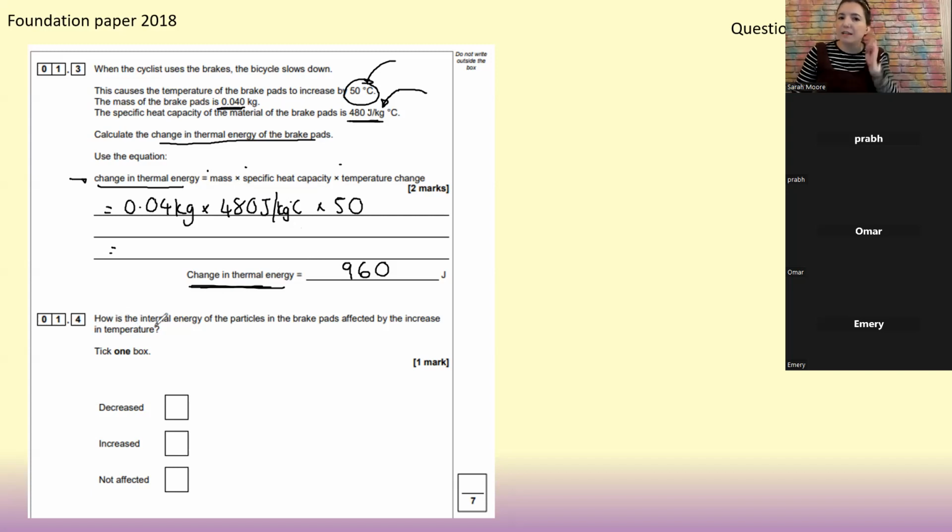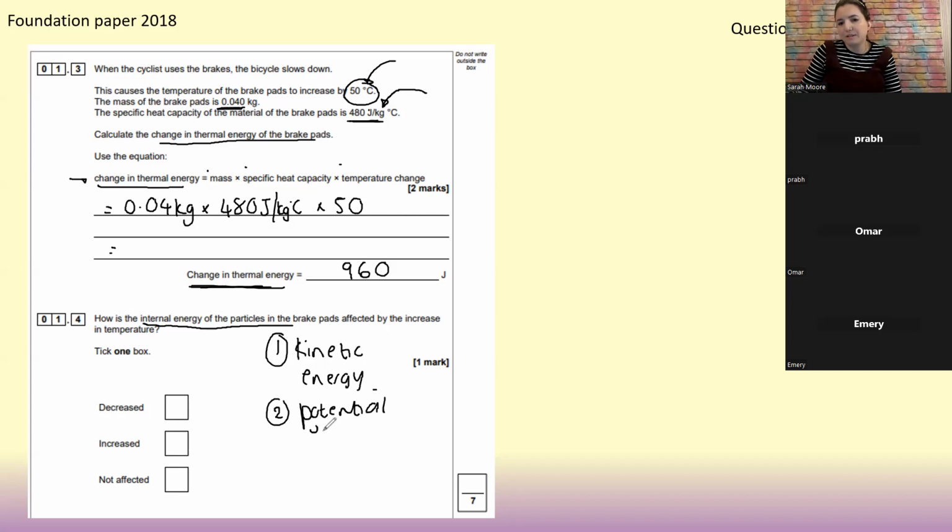We're then asked, how is the internal energy of the particles in the brake pads affected by an increase in temperature? Well, internal energy is a measure of two things. Number one, it's a measure of the kinetic energy of the particles. Kinetic energy is the movement energy: the more movement energy the particles have, the more kinetic energy they have. And it's also a measure of the potential energy coming from the distance between the individual particles.